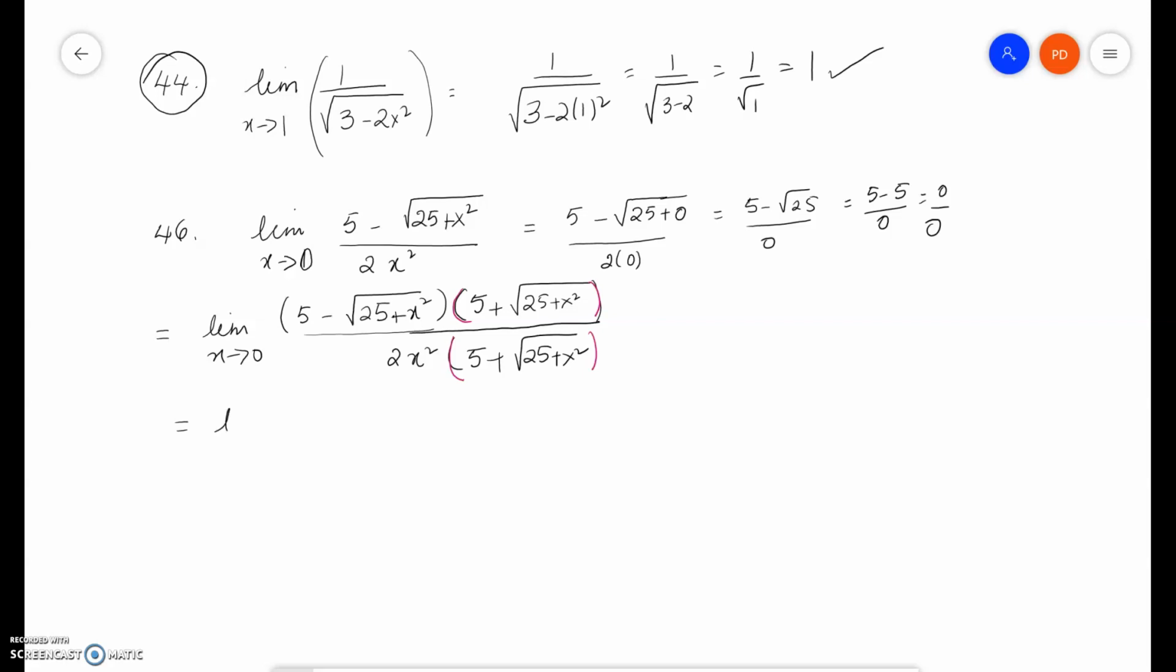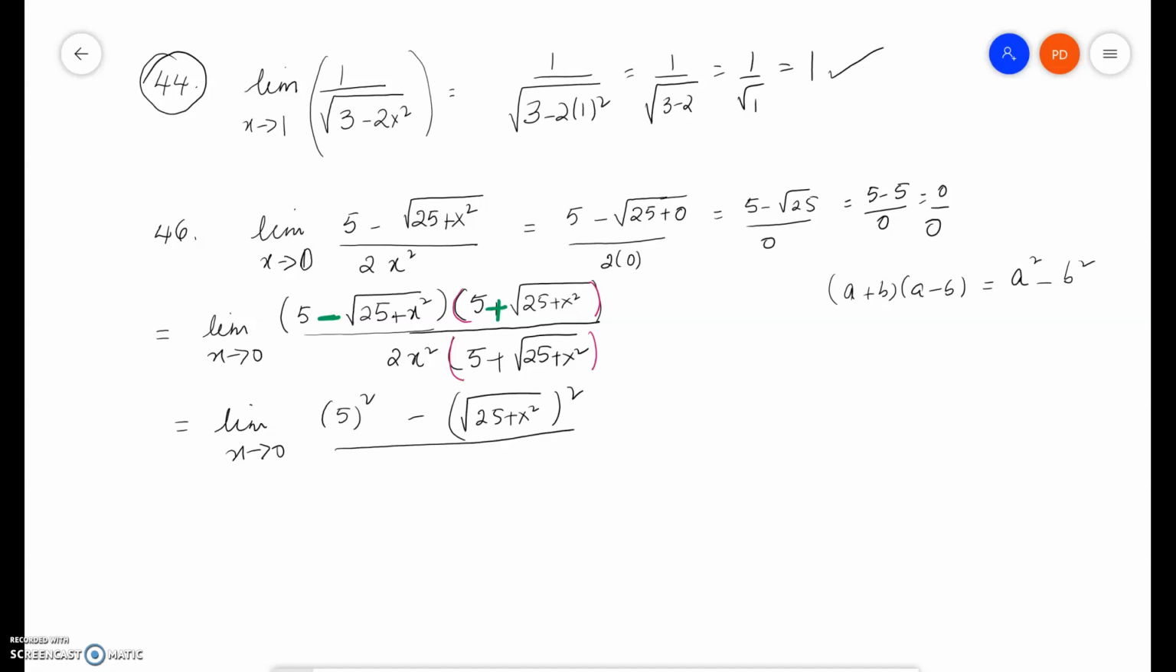So this is equal to the limit as x approaches 0. If we have a plus b times a minus b, we have a difference of squares: square the first minus square the second. That's exactly the form that you see, a minus b times a plus b. So we have the square of the first minus the square of the second, divided by whatever we have there, which is 2x squared times 5 plus radical 25 plus x squared.